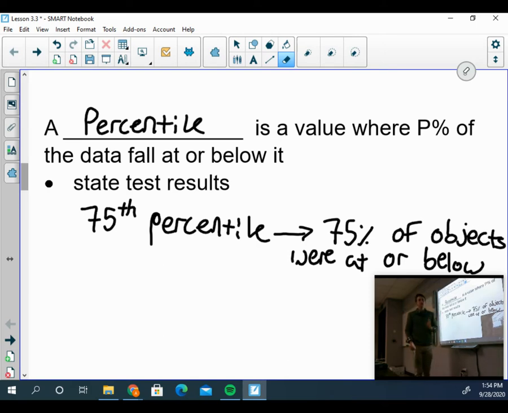So with this in mind, think about this. If you took a 100-point test and got a 97 on it, does that mean you're in the 97th percentile? Well, I hope you would answer no, because what? A 97 out of 100 does not mean you're going to be in the 97th percentile. 97th percentile means you did better than 97% of people. So if everyone else in your class got a 97, you would not have been in the 97th percentile. Again, a percentile is a value where P% of the data fall at or below it.